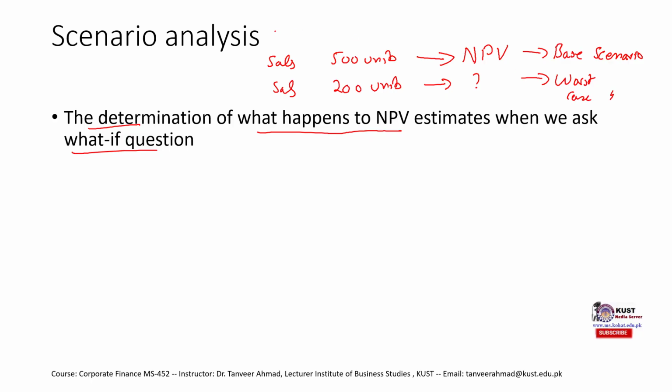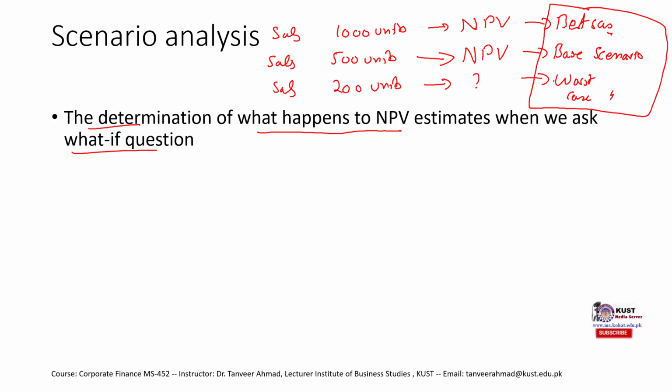The other guy in the room asked us, what if our sales is 1000 units? Then what would be the NPV? Let's call this a best case scenario, right? So now you have got an idea that what we are doing is that we are calculating NPV or IRR or some other estimation using different scenarios. This is what we call scenario analysis.